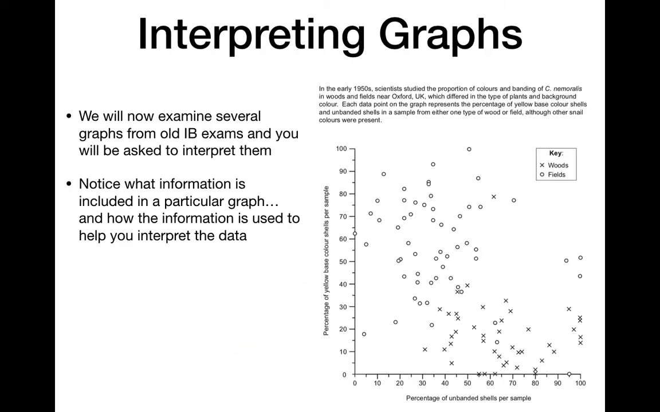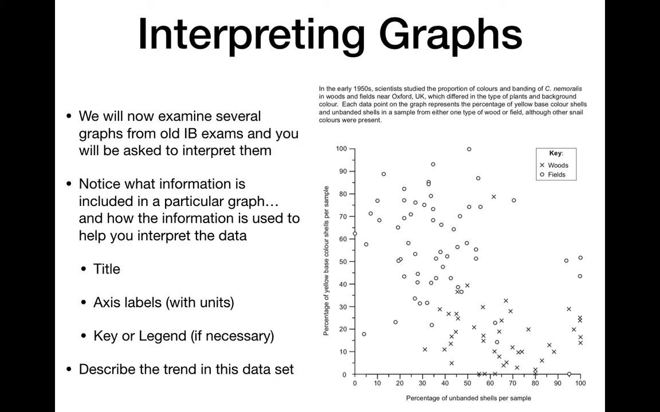Okay, so interpreting graphs happens a lot in the IB. You'll definitely have some of these in your exam. You just had some on your assignment. So the key things here is what information is included. So what does the key say? What does the description say? What do the axes say? What information is here? You have a title, axis labels, a legend or key, and you can look at the trend and look for what's happening.